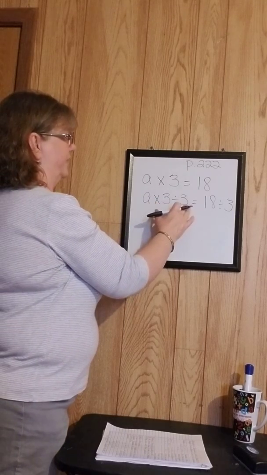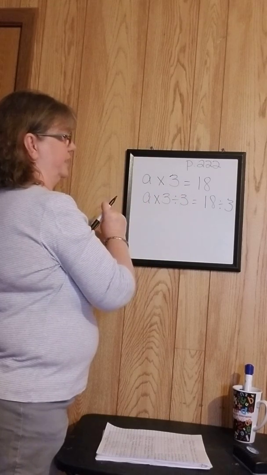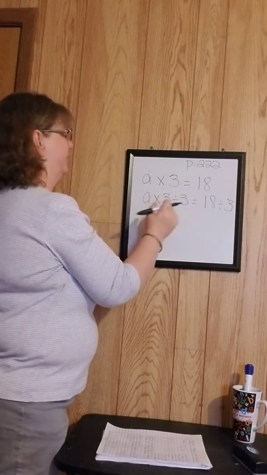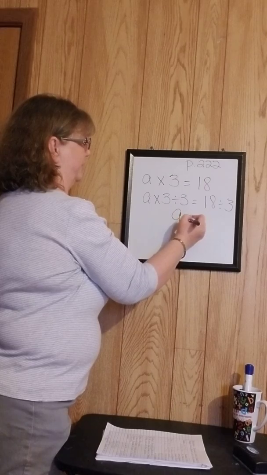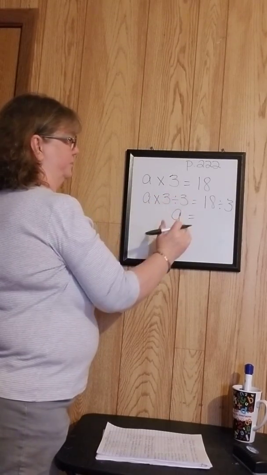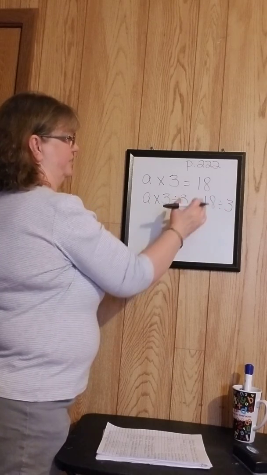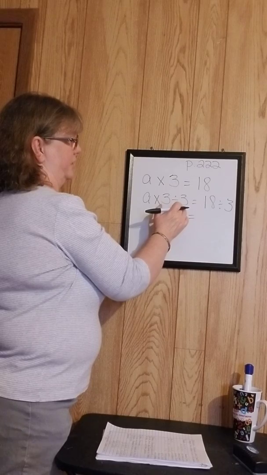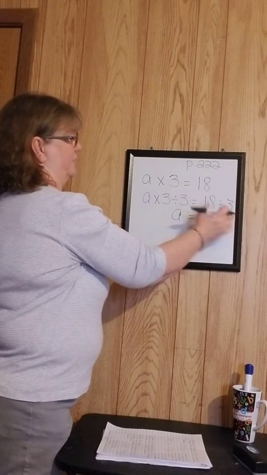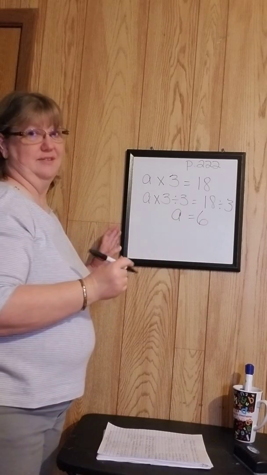We know 3 divided by 3 is 1, so a times 1, any number times one is itself. That's how we get a on this side. So this takes care of the 3 on this side. And to balance it, what we do here, we have to do on this side. So if I divide by 3 here to get rid of the 3, I have to divide by 3 on this side to get my answer. And the answer is 6.